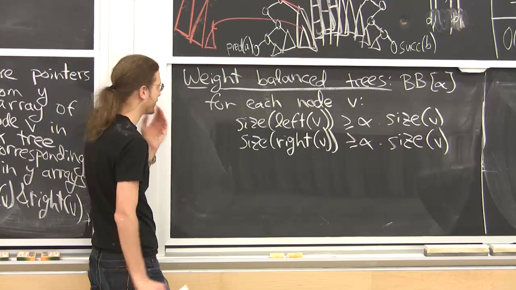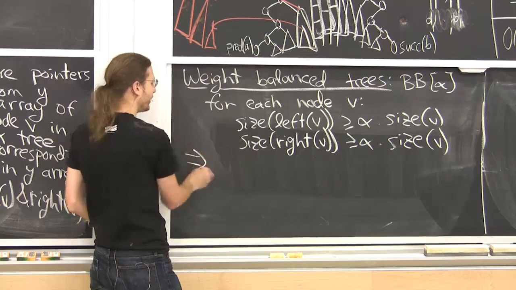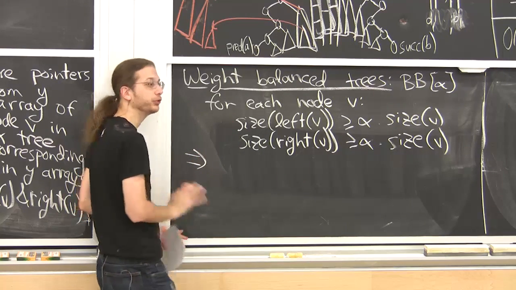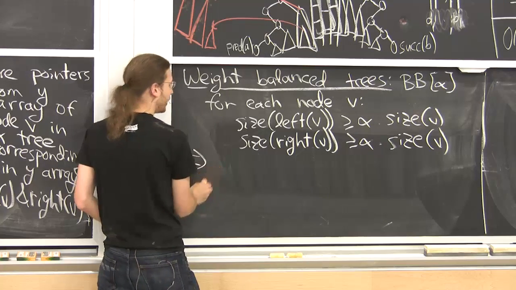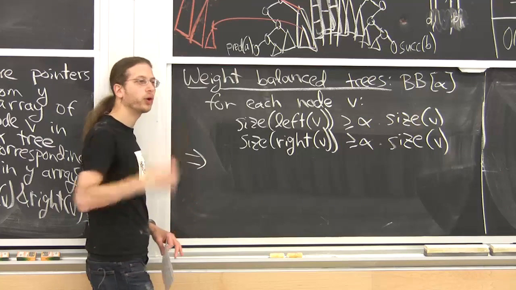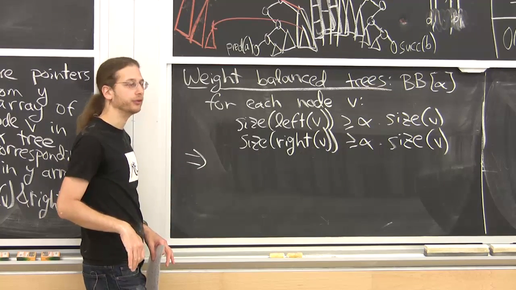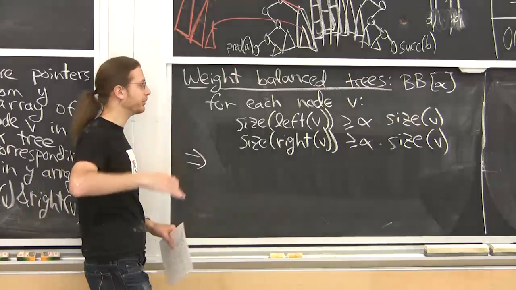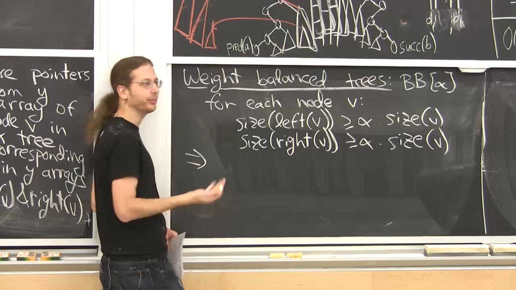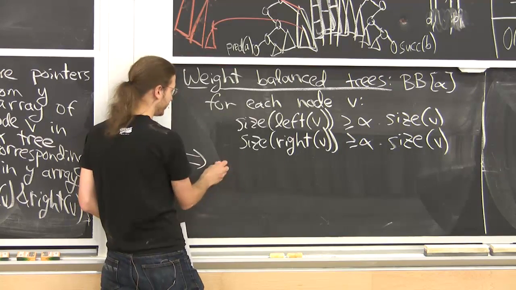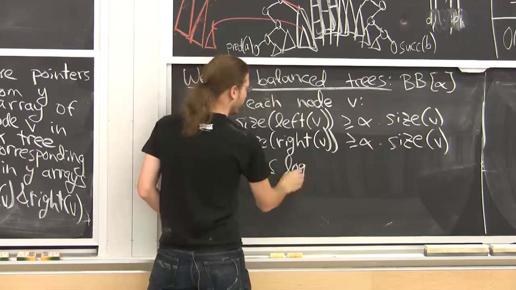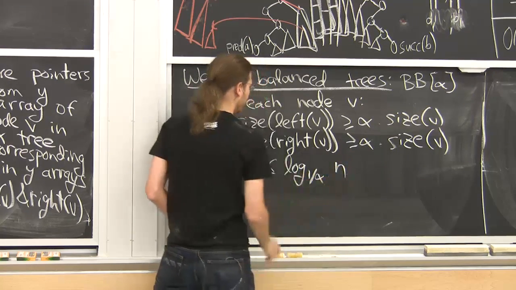And right, the nice thing about weight balance is that it implies height balance. If you have this property that neither your left nor your right subtree is too small, then you know that as you go down, every time you take a left or a right child, you throw away an alpha fraction of your nodes. Initially you have all the nodes. Every time you go down, you lose an alpha fraction. How many times can that happen? Log base alpha, basically. So log base 1 over alpha. So the height is log base 1 over alpha of n.